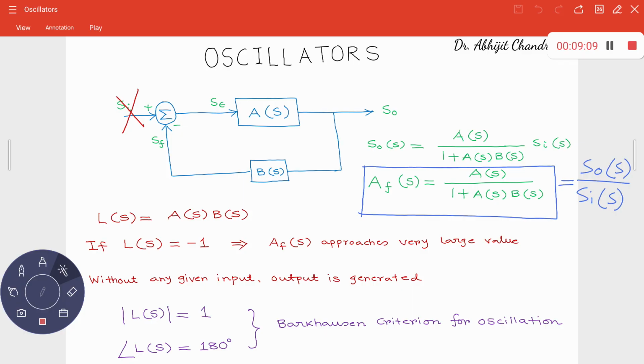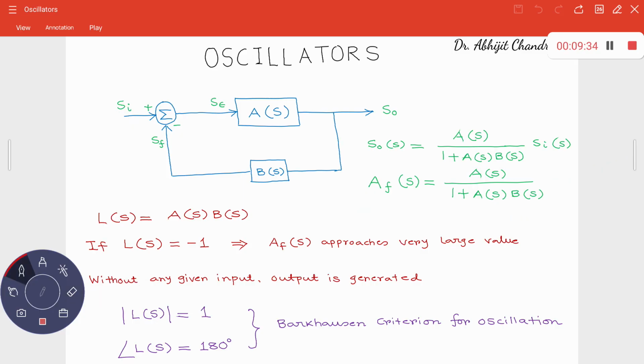Angle of L(S). That means whenever the signal traverses from this side to this side and through this B(S), there is a phase reversal of 180 degrees. Right? Negative feedback. That means, say for example, I am having an input like this over here.